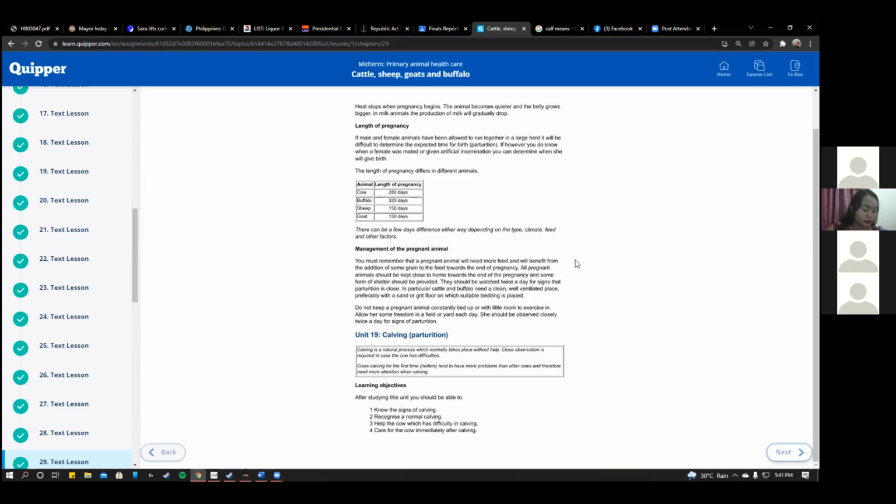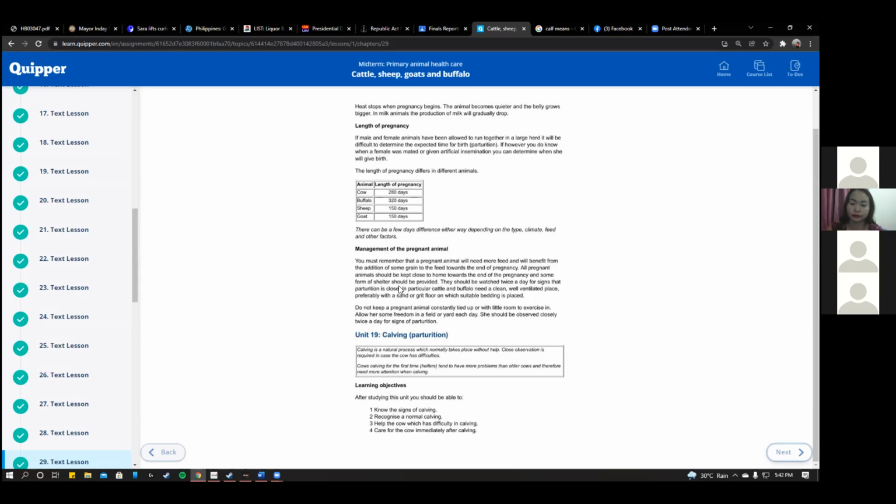So next, unit 19, the calving or the parturition. Calving is a natural process which takes place without help. Close observation is required in case the cow has difficulties. Cows calving for the first time tend to have more problems than older cows and therefore need more attention when calving.